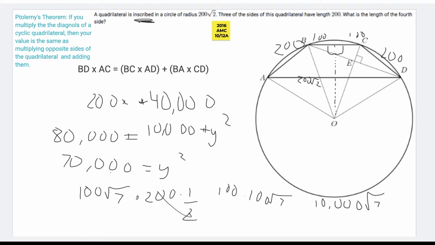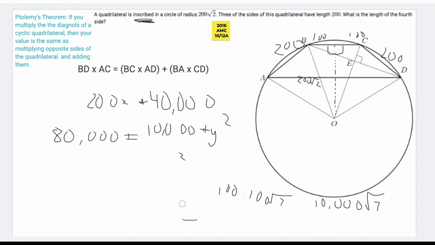Now the method to finding BE is actually pretty simple. People are asking about x. X is the length of BE, not the height of the isosceles triangle we just calculated, because a triangle has multiple heights. I'm talking about the other height, the longer one. BE is the other height that we want to calculate.